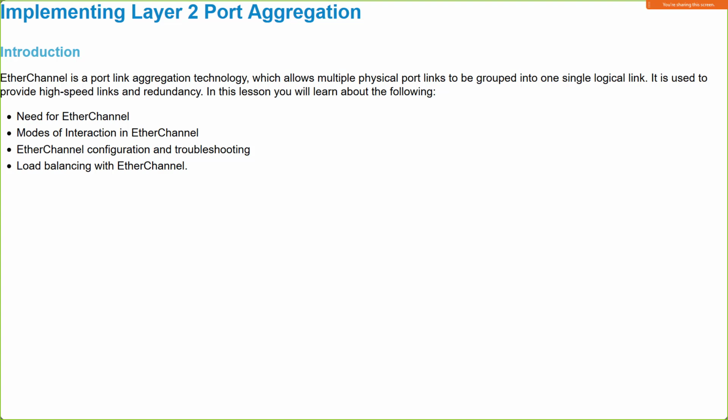So we have 4 different lessons in this particular section. Why do we need Etherchannel? What are the different modes of interaction, like LACP or PAgP or no protocol? How do we configure Etherchannel? And then how do we manipulate the load balancing options with Etherchannel? What are the load balancing options? Why would I choose one load balancing option over the other? What is the Boolean logic or Boolean math that's used to decide how load balancing occurs? Those are the things that we'll discuss in that section.